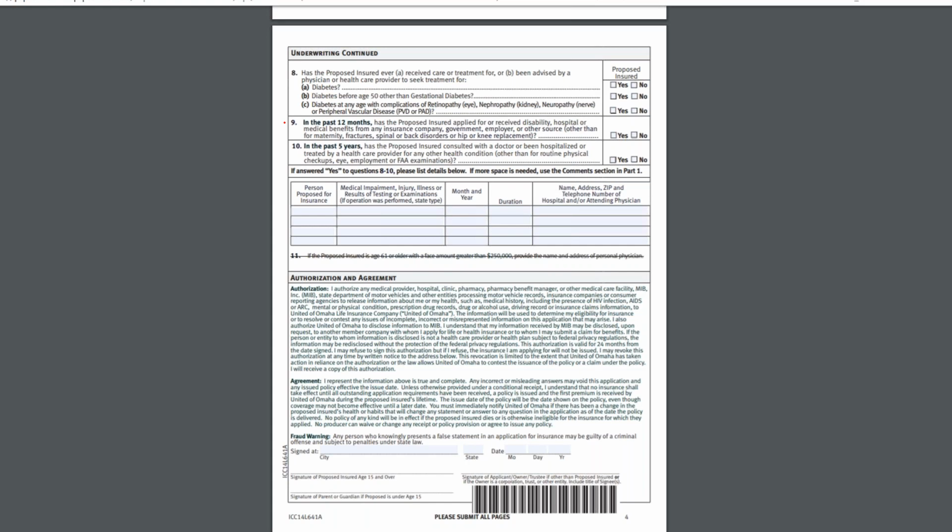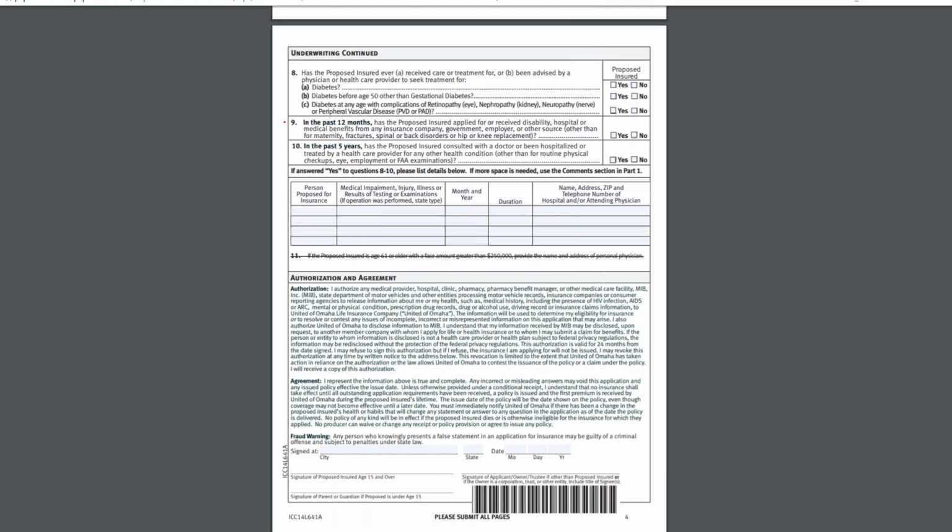Okay, and then 12. This is where I've seen a few agents get stumped because they have a client who seems to be in really good health, but they're on disability. Let's see, in the past 12 months, has the proposed insured applied or received disability, hospital, or medical benefits from an insurance company, government, employer, or other source other than maternity, fractures, spinal or back disorder, hip or knee replacement. So if you have a client that had to take disability, maybe because they have a bad knee or a bad back, potentially they are going to be qualified for this product, even though they are on disability.